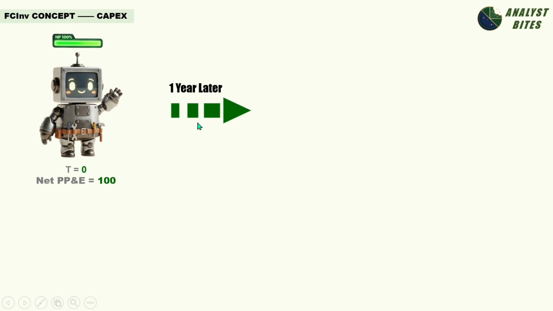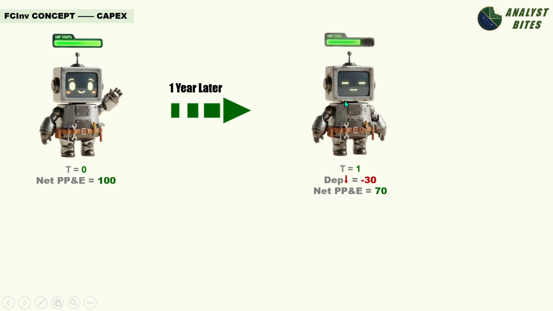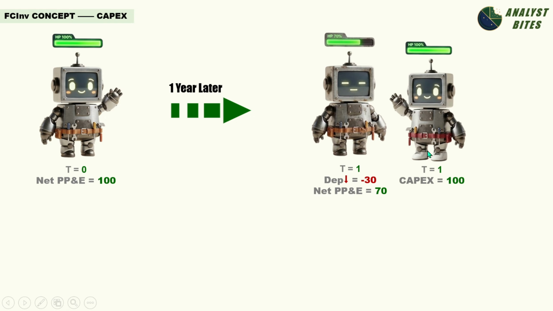1 year later, after some hard work, the robot's HP drops by 30. This 30 is our depreciation expense. Now the old robot's net PP&E is only 70. To expand, the factory buys another new robot for 100. This 100 is our CapEx for the year.